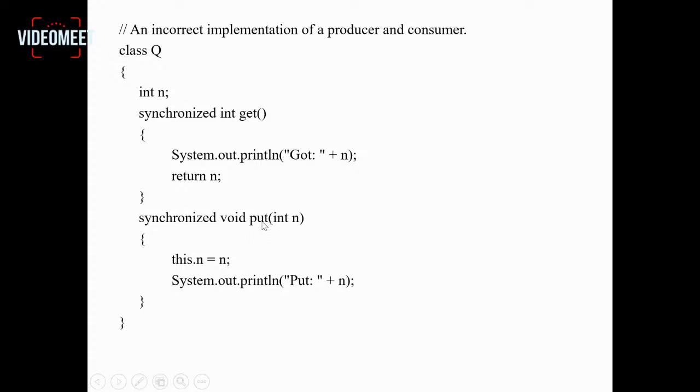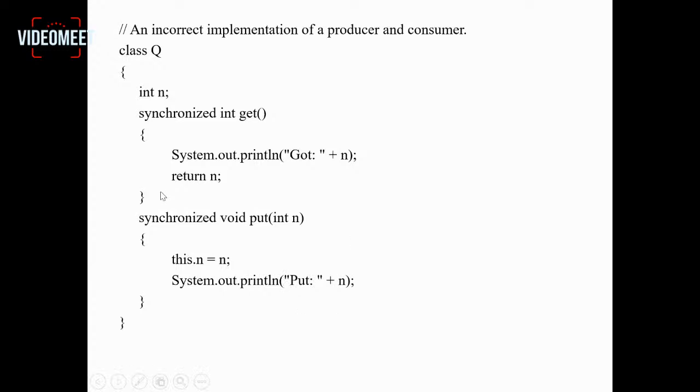So the put method has one integer parameter, that is n. This n will be assigned to this n variable. So this.n is equal to n, and then we'll display a message with System.out.println: one item produced and placed in the buffer, so that the consumer can consume.